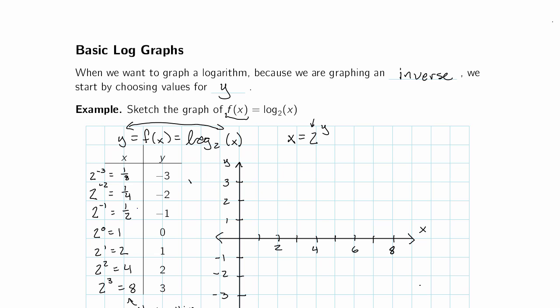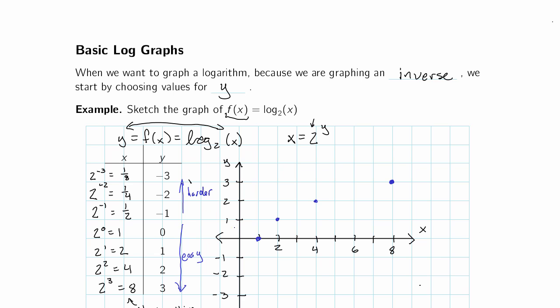So my y-axis is all the way over at the left. My x-axis is kind of across the middle, because I'm only interested in positive x values, but I'm interested in both positive and negative y values. And then, these points are easy to plot. So I've got 1, 0, that's right here. 2, 1, that's here. 4, 2, and 8, 3.